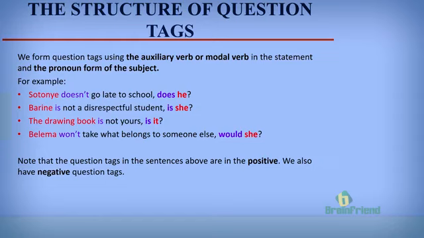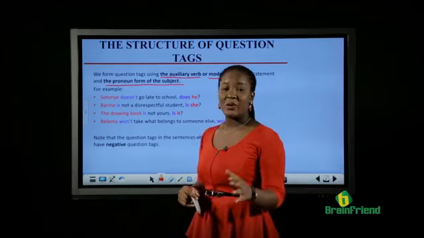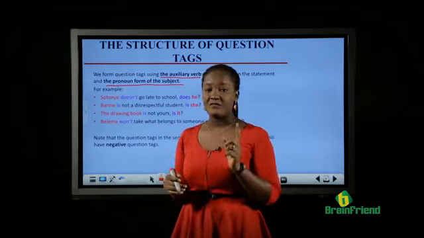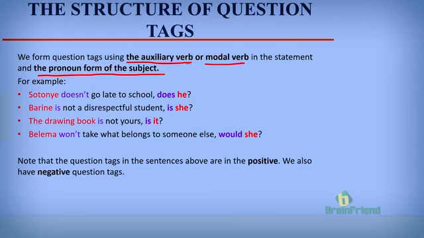We form question tags using the auxiliary verb or modal verb in the statement and the pronoun form of the subject. So here we can see that we form question tags with 2 or 3 important things. First, we use the auxiliary verb, which is 1. We can also decide to use the modal verb depending on the verb in the statement. So we can have the auxiliary verb or the modal verb, and then the pronoun form of the subject in the statement.